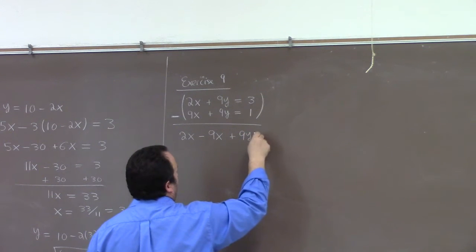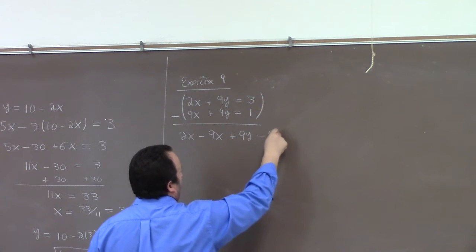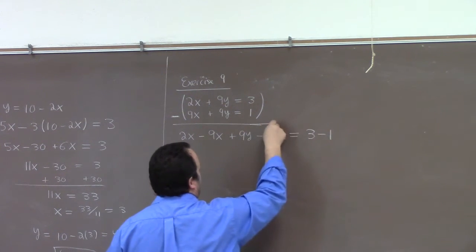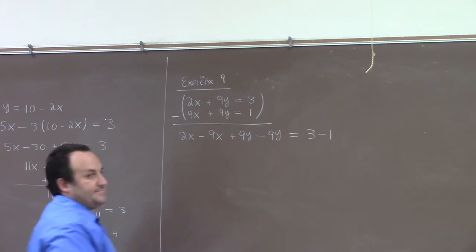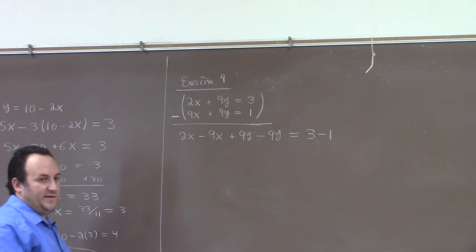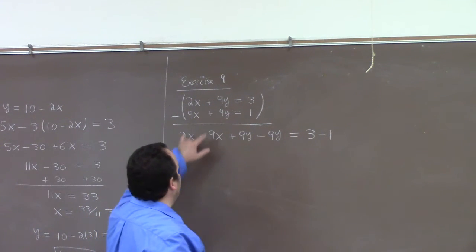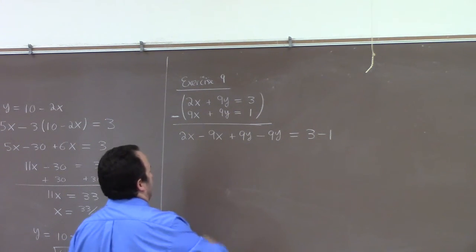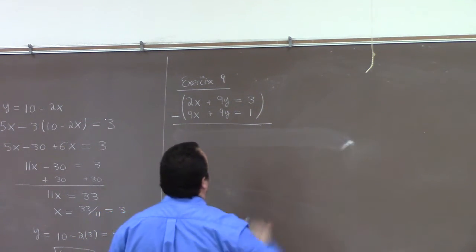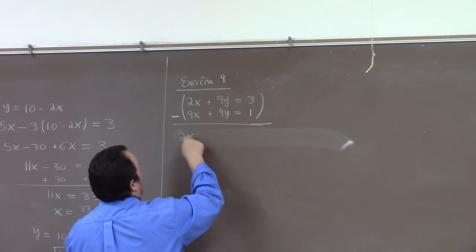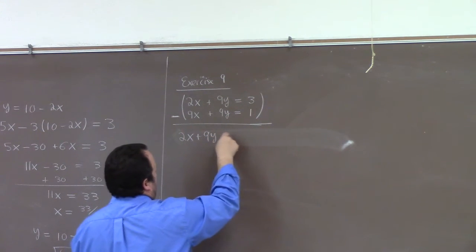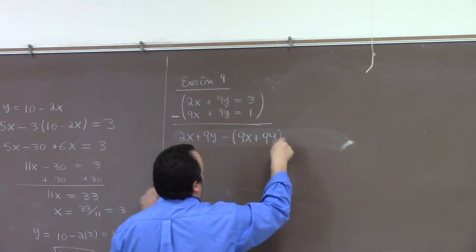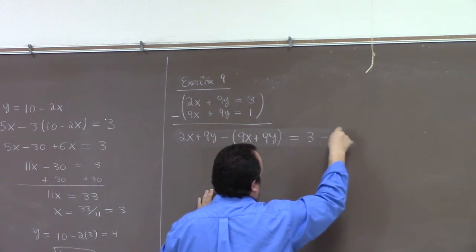That's the only way I learned how to do stuff. Well, I don't disagree with her. This is a notation for doing that. We're doing the same thing to both equations. I'm subtracting 9x plus 9y. I can write it out. So we've got 2x plus 9y minus 9x plus 9y equals 3 minus 1.